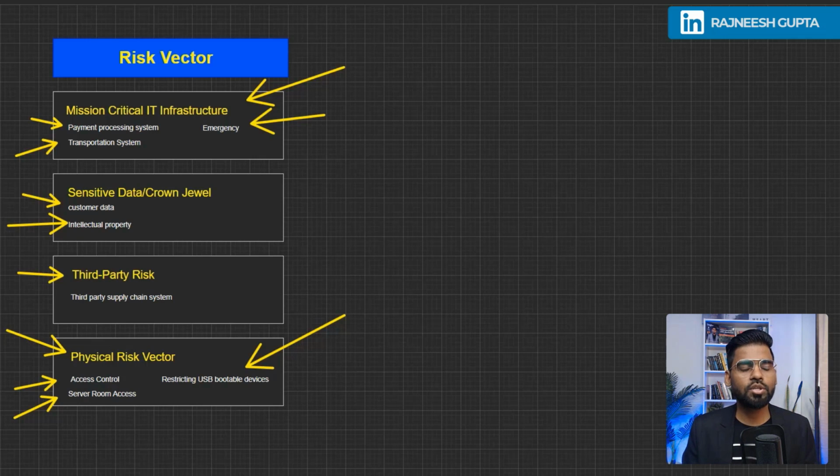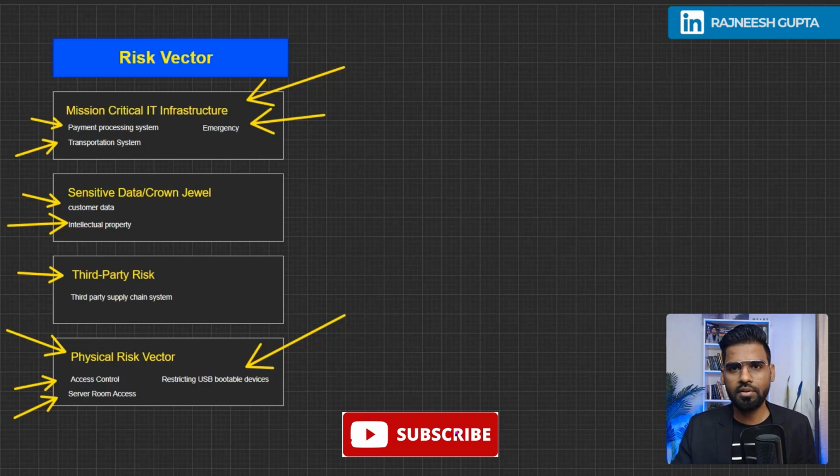All right, so this is all about risk vector. Make sure you don't get confused with the threat vector, because threat vector is all about the different ways the threat can come in, right? Risk vector is all about understanding your assets, understanding your crown jewel, and what the overall risk is on those assets, right? So understand that very clearly.